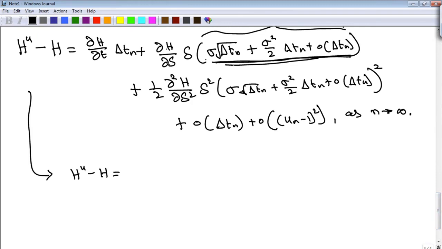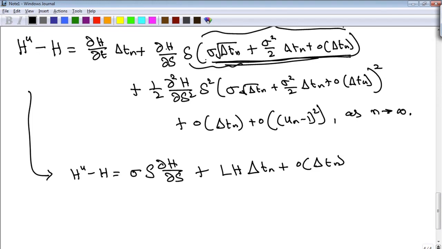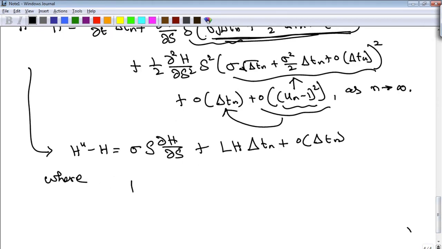I will simply rewrite again. You can see that I am going to write certain things, sigma into s, that is this first part, sigma s dou h by dou s, plus everything else I will use a notation, because in hd similarly there also you will have similar terms. So I will write a notation LH delta Tn plus this order of delta Tn. Everything now, this also can be now using this. You can also write un minus 1 square also in terms of delta Tn, right? Therefore, I will not write this. I will club this also with this expression, where how LH looks like.